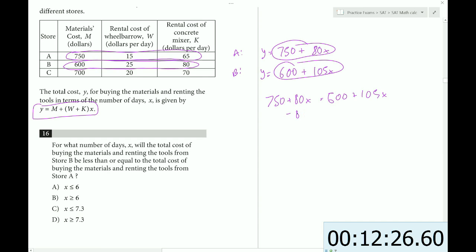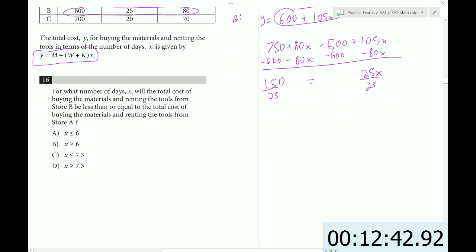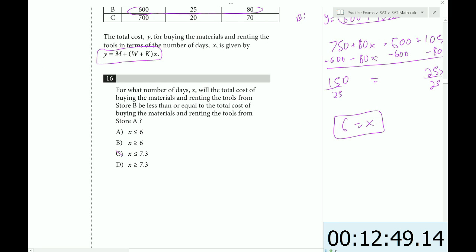And so we start with the x's, subtract 80x over. And I think the difference there would be 25x. And then we could subtract 600 from both sides. We get 150 on that side. Then we could divide by 25. And how many quarters does it take to make $1.50? It would take 6 quarters, right? So x equals 6. So that brings us down to choice A and B.